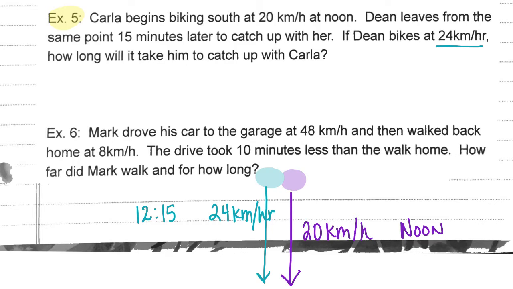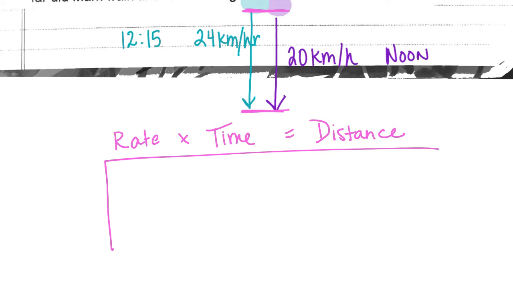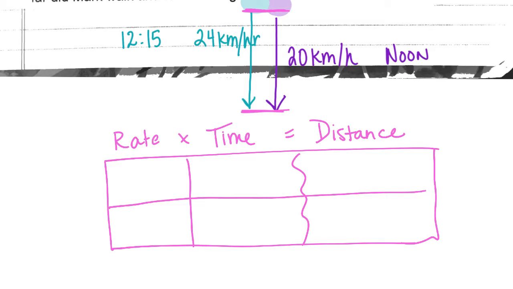Now notice I'm going to make these two equal. So let's go ahead and set up our chart. The first thing I know is distance. Sorry, let's not start with distance. Let's start with rate times time and make that equal to distance. Remember, the equal is what we're always going to work with. And we have Carla and we have Dean. Carla's rate was 20 kilometers per hour and Dean's rate was 24.